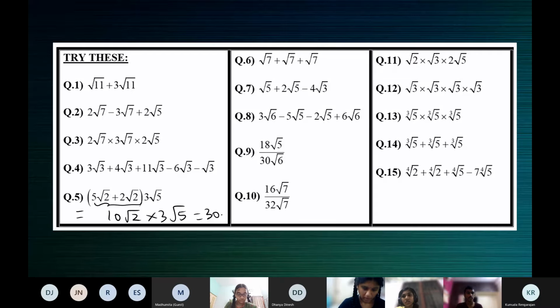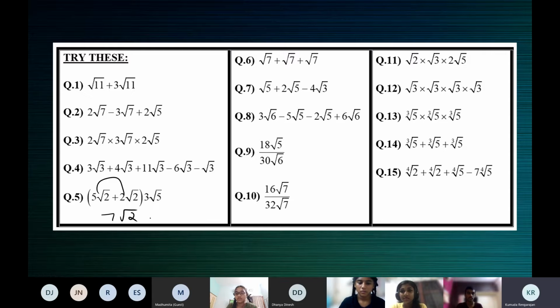Ma'am, 21 root 10, ma'am. 7, ma'am, because 5 plus 2 is 7. Sorry, it's addition. Oh my God, sorry. 5 plus 2 is 7, 7 root 2 into 3 root 5. I'm sorry, children. So it's 21 root 10. Correct? Yes, ma'am.